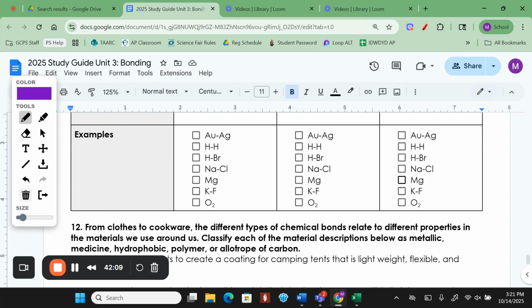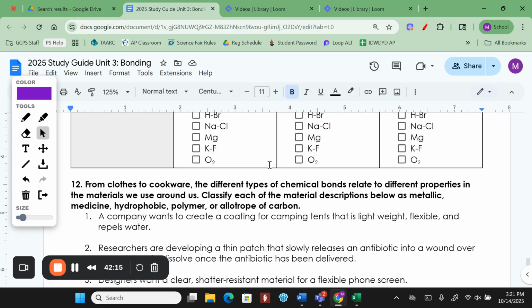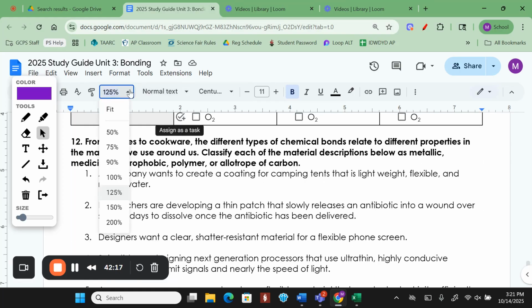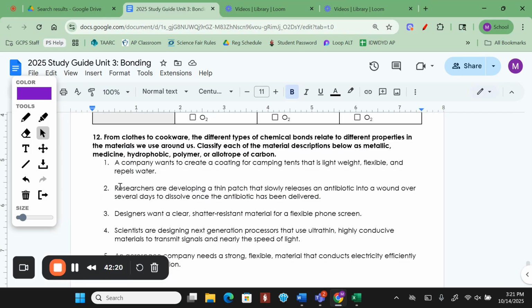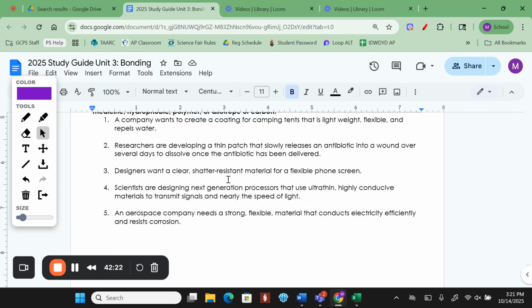For question 12, we're going to talk about what types of materials can be made from the different types of bonds that hold the atoms together. We talked about everything from clothes to cookware to help you understand how to relate these things. So read each of the material descriptions and classify it as one of the types of materials that we learned about in class: metallic, ionic, hydrophobic materials, polymers, medicine, or allotropes of carbon.